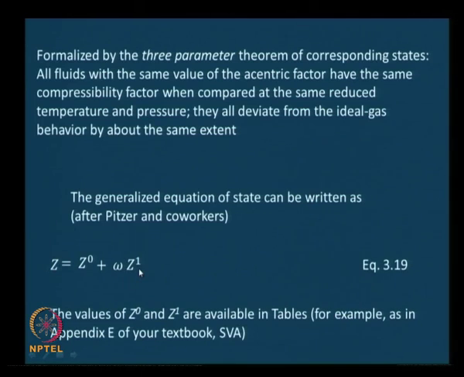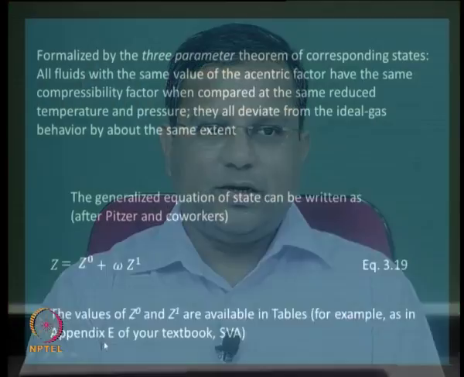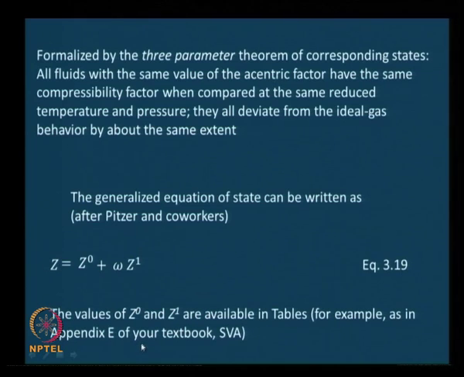It is written in this form because the values of Z0 and Z1 are readily available in tables. So, one can use those tables and directly calculate the compressibility factor. One or a few such tables are given in appendix E of your textbook, Smith, Van Ness and Abbott. What I would like you to do now is to familiarize yourself with these tables. Please go to appendix E and look at how the values Z0 and Z1 are given there. Take about 5 minutes, please.